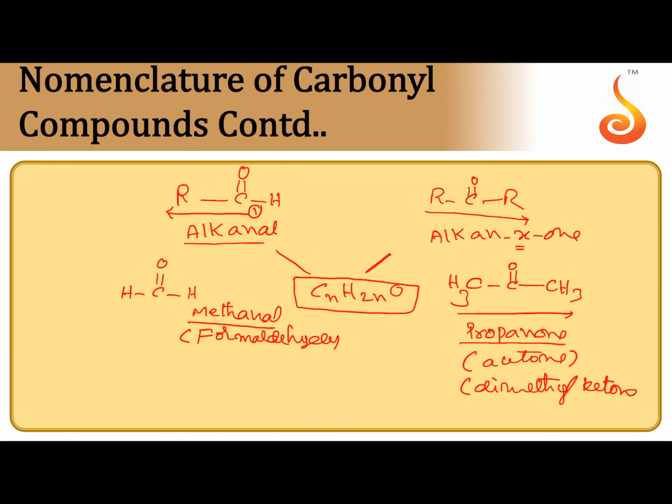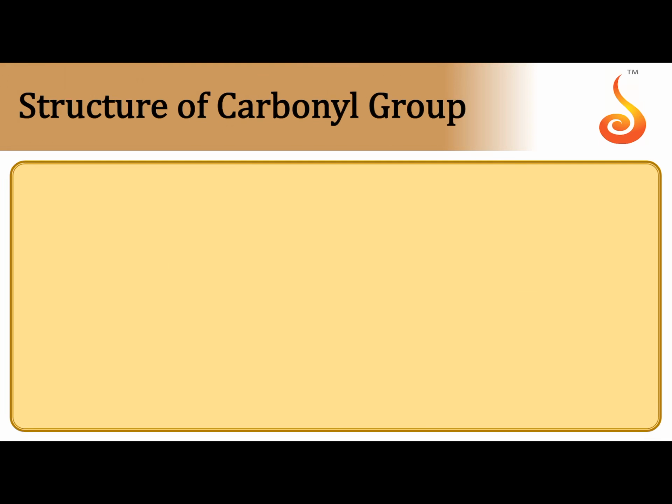Dimethyl ketone. Ketones are of two types, symmetrical ketones and unsymmetrical ketones. If R and R prime both are identical, that is called a symmetrical ketone. If R is not equal to R prime, that is a mixed or unsymmetrical ketone.